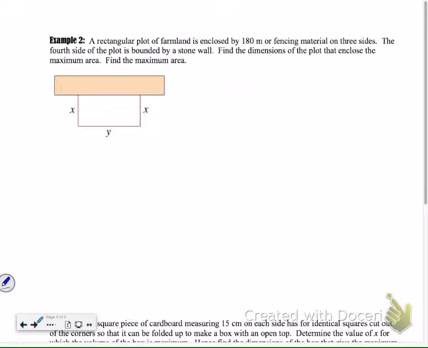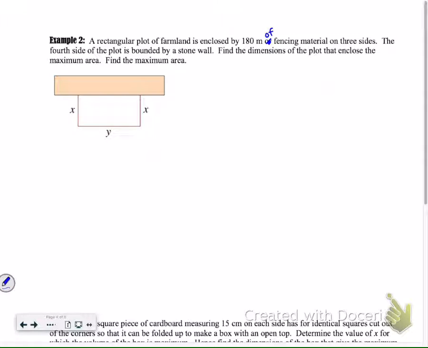Okay. Next. Okay, this one's a little bit more complicated. We have a rectangular plot of farmland enclosed by 180 meters of fencing material on 3 sides. The fourth side of the plot is bounded by a stone wall. So find the dimensions of the plot that enclose the maximum area, and then find the maximum area. So even though this one's asking you to do a maximum, you're going to do the same thing in general, but it is a little bit more complicated.